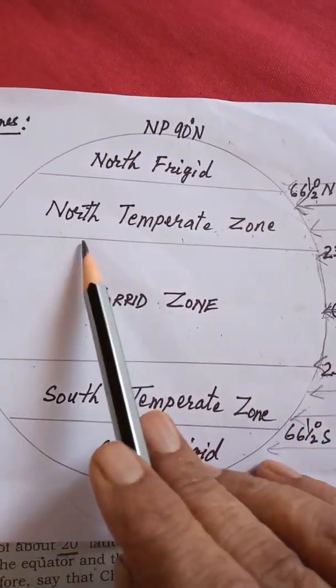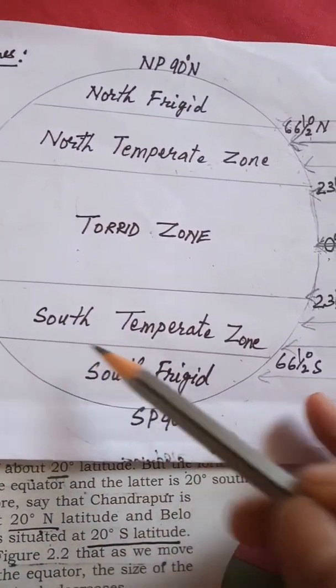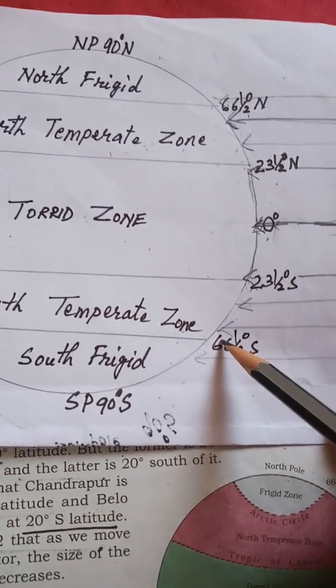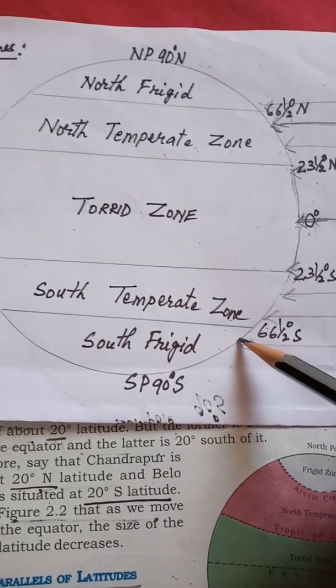So these areas are called north temperate zone, and here in the southern part it is called south temperate zone, between 23½ degree south to 66½ degree south. That is Tropic of Capricorn and Antarctic Circle.